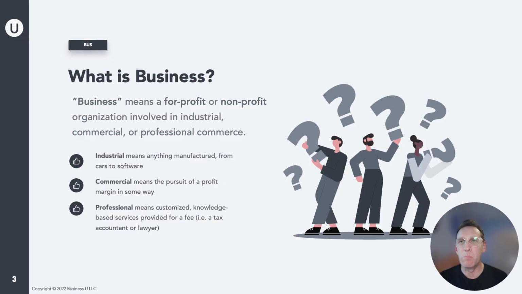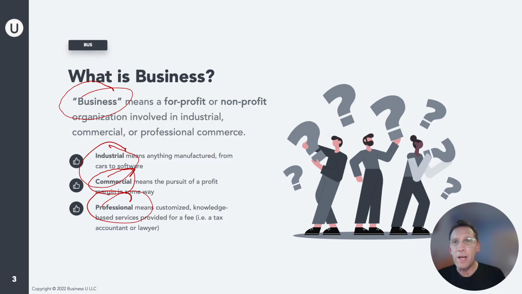All right, so what is a business? Well, a business means a for-profit or nonprofit organization involved in industrial, commercial, or professional commerce. Now, industrial means anything that is manufactured, from cars to software. Commercial means the pursuit of a profit margin in some way. This could come from selling industrial products to making a commercial loan to even cutting grass. And professional means customized knowledge-based services provided for a fee, such as a tax accountant or a lawyer.